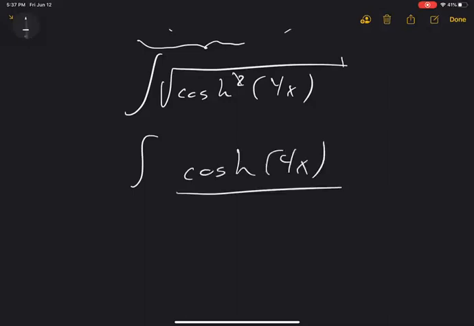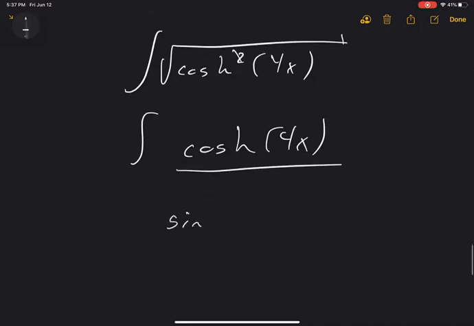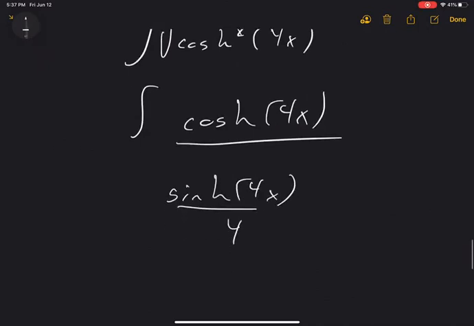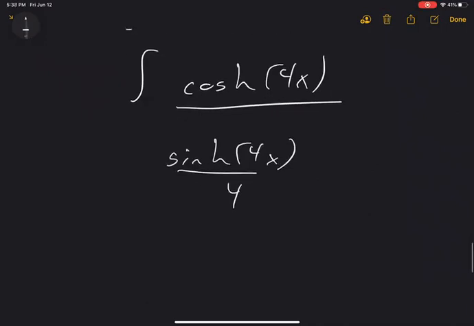And then you need to look up the integral for hyperbolic cosine. And again, I believe it's going to end up being like sinh 4x over 4 or something like that. Number 9 should be fairly straightforward. Find the length of, okay, so number 10.